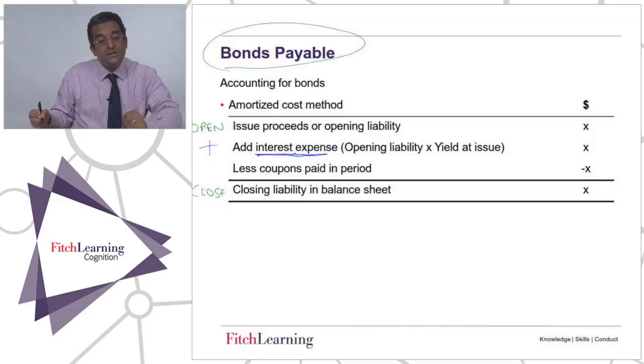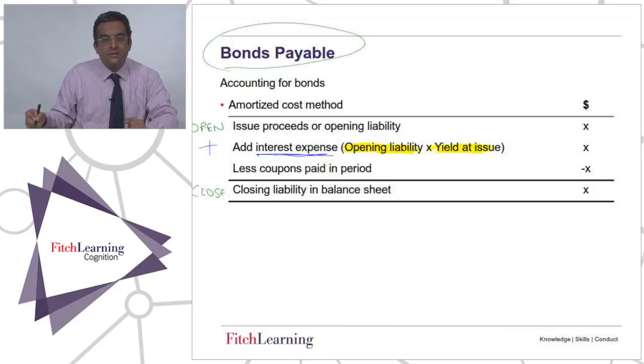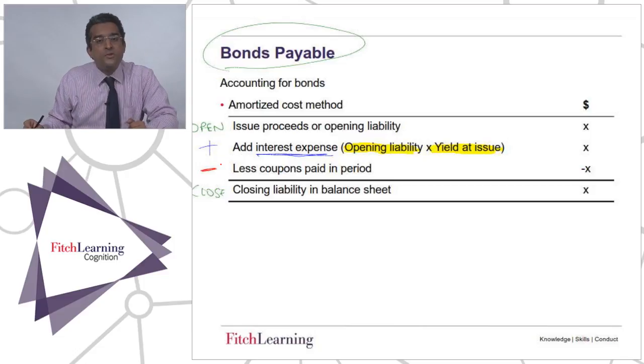Now, as I've just mentioned, the interest is calculated as opening liability times the yield at issuance. So we must stick with that going forward now. Opening liability and then multiply by yield at issuance. But then you subtract the coupons paid in the period.